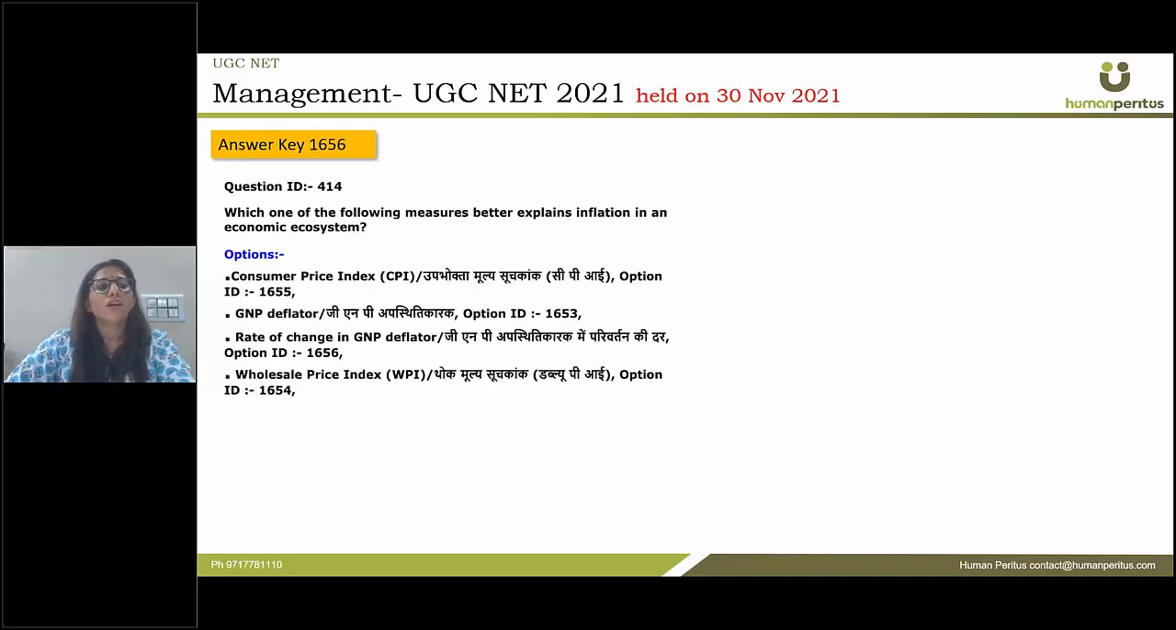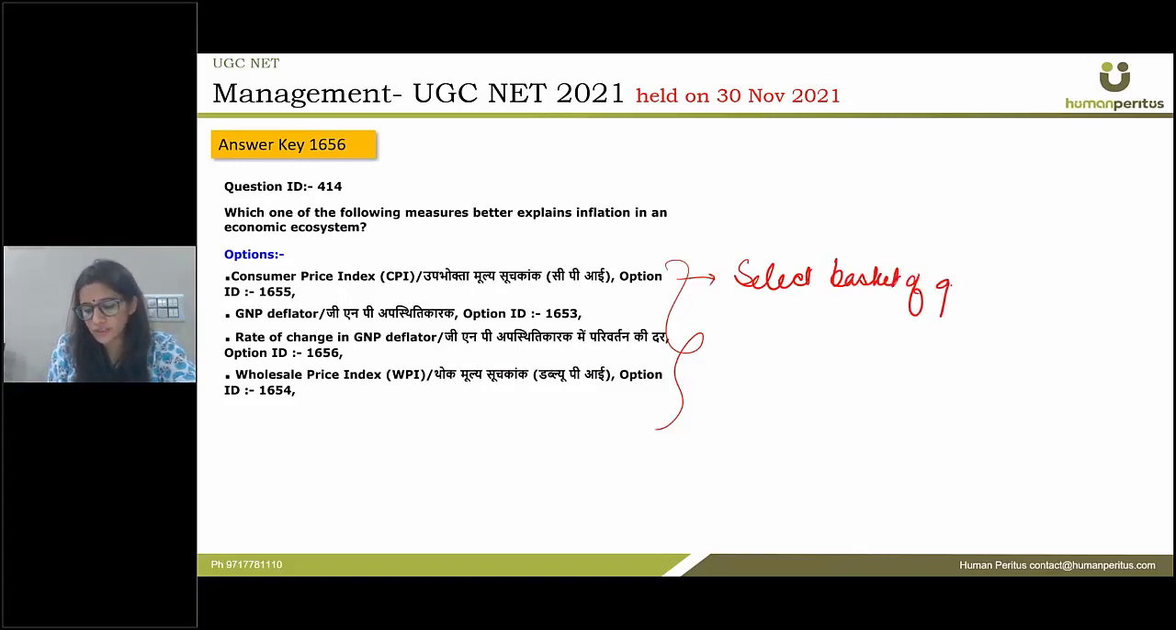Next question. Which one of the following measures better explains inflation in an economic ecosystem? All the options are basically measures of inflation in one way or another. Let us consider the options one by one. What is the consumer price index? The consumer price index reflects the prices of a select basket of goods and services, only a select basket. So inflation is measured considering only that particular select basket of goods and services.